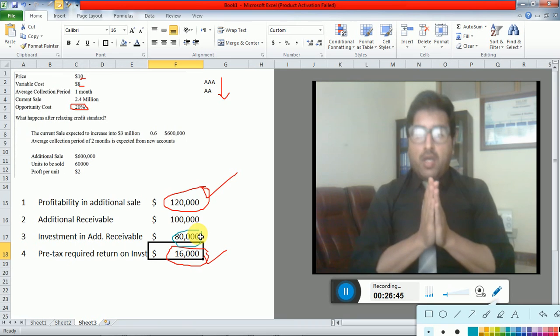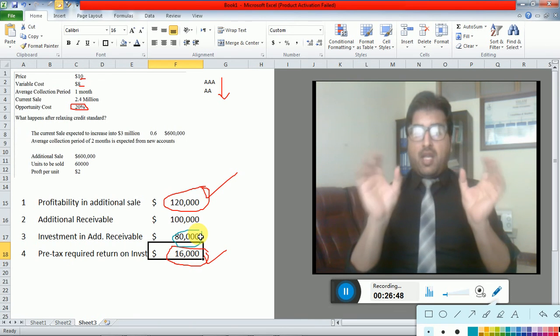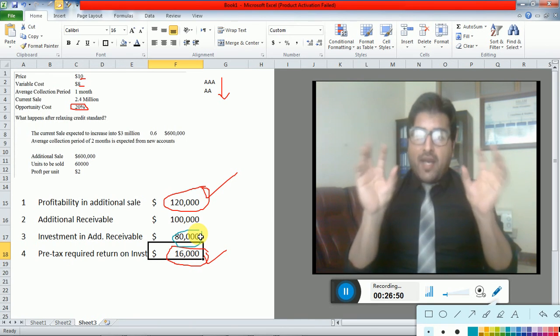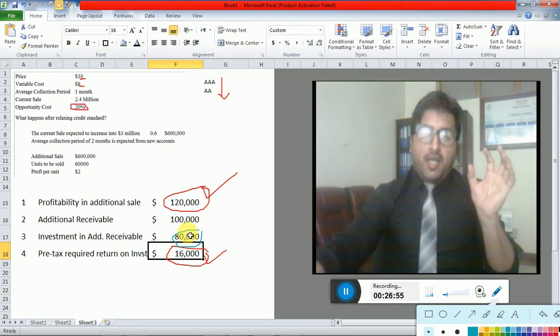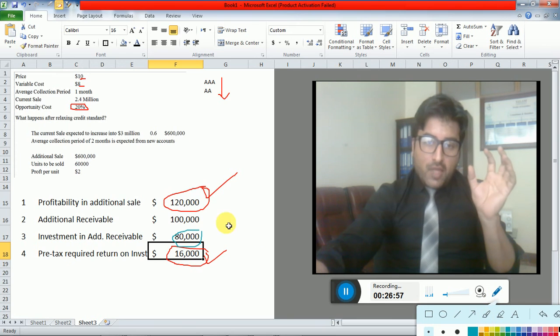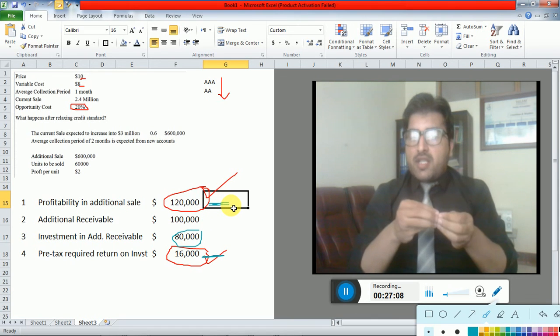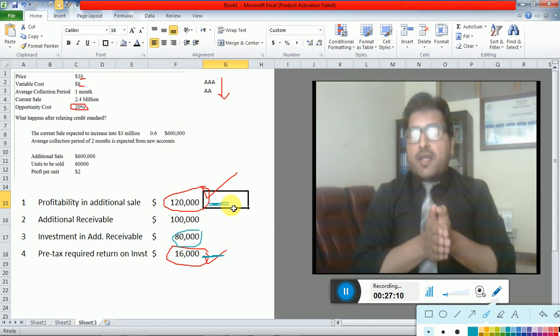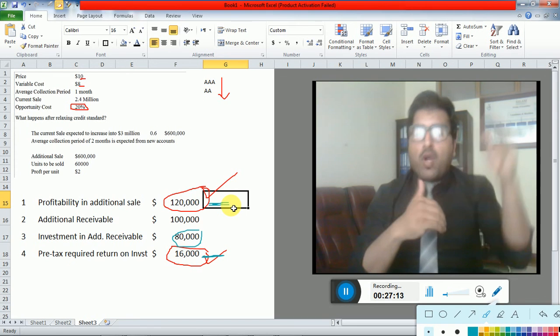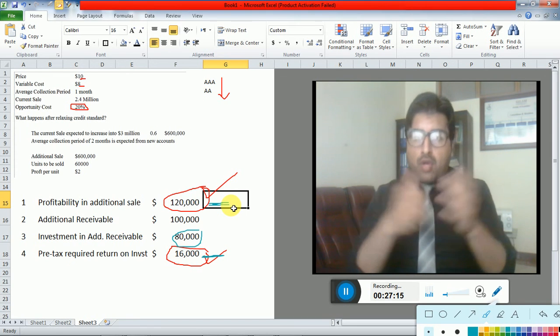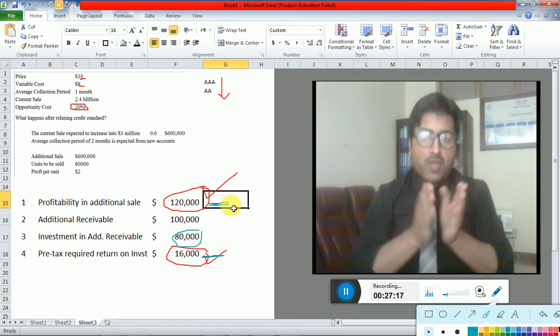So I hope you learned here. What you have learned here, the conclusion, is that you have analyzed two things, the cost and the benefit. This is our cost. Clear? This is the cost, and this is the benefit. So $120,000 is benefit, and $16,000 is cost. So the benefit is way higher than the cost. We have more benefit here. So I hope you got it.